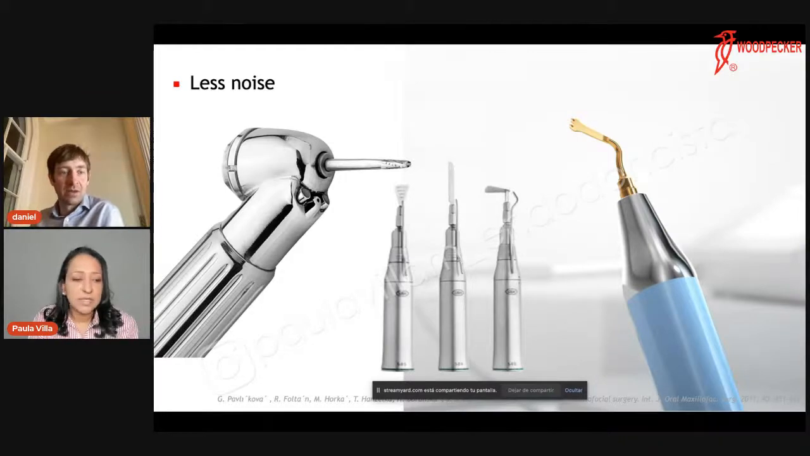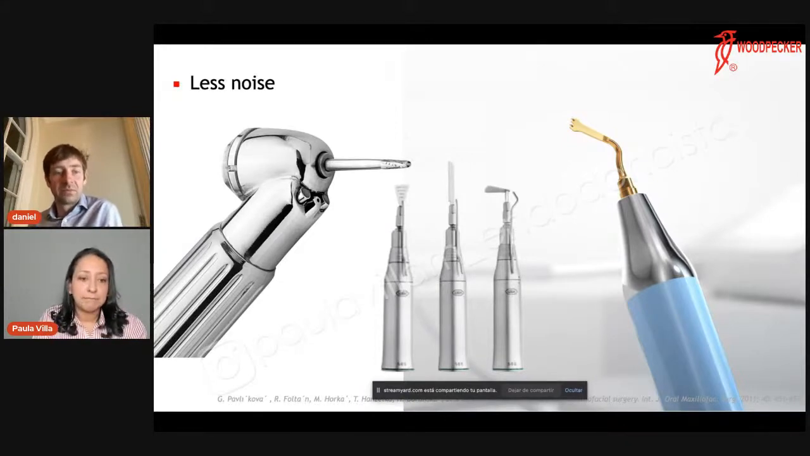And we can do a small cutting of the bone. We don't need to cut much bone. We don't need big osteotomies. I think it's a big advantage of these kind of instruments.